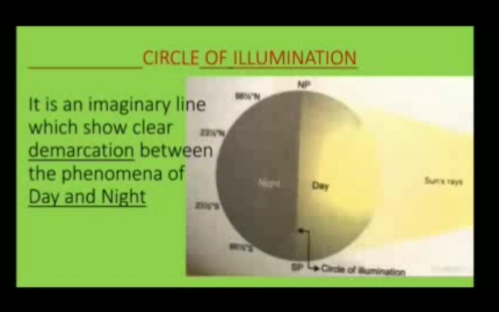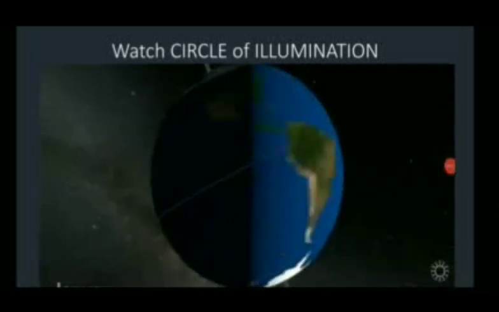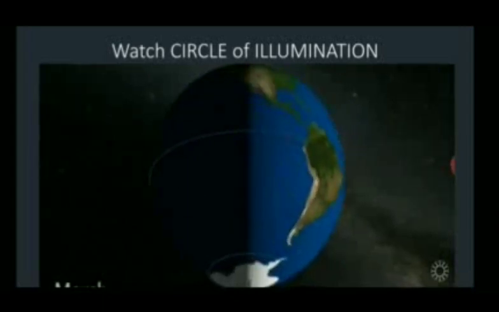Circle of illumination. It is an imaginary line which shows a clear demarcation between the phenomena of day and night. Now you can see this is the line which is dividing the day and night. So this line is known as the circle of illumination. You can see the lighted part and the dark part. The lighted part is the daytime, the dark part is the night.